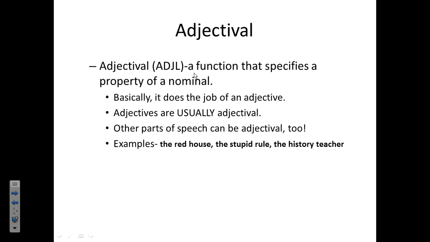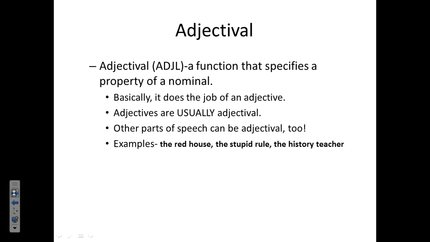Adjectival is basically doing the job of an adjective. Adjectives are usually adjectival, although not always. For what we're going to diagram, they will be. Well, no, that's not true. That was a lie. So ignore that. But other parts of speech can be adjectival too. The red house, red would be adjectival. The stupid rule, stupid would be adjectival. The history teacher, history is a noun, but it is adjectival because it's describing teacher. It's doing the job of an adjective. So that means it is a noun that is adjectival.